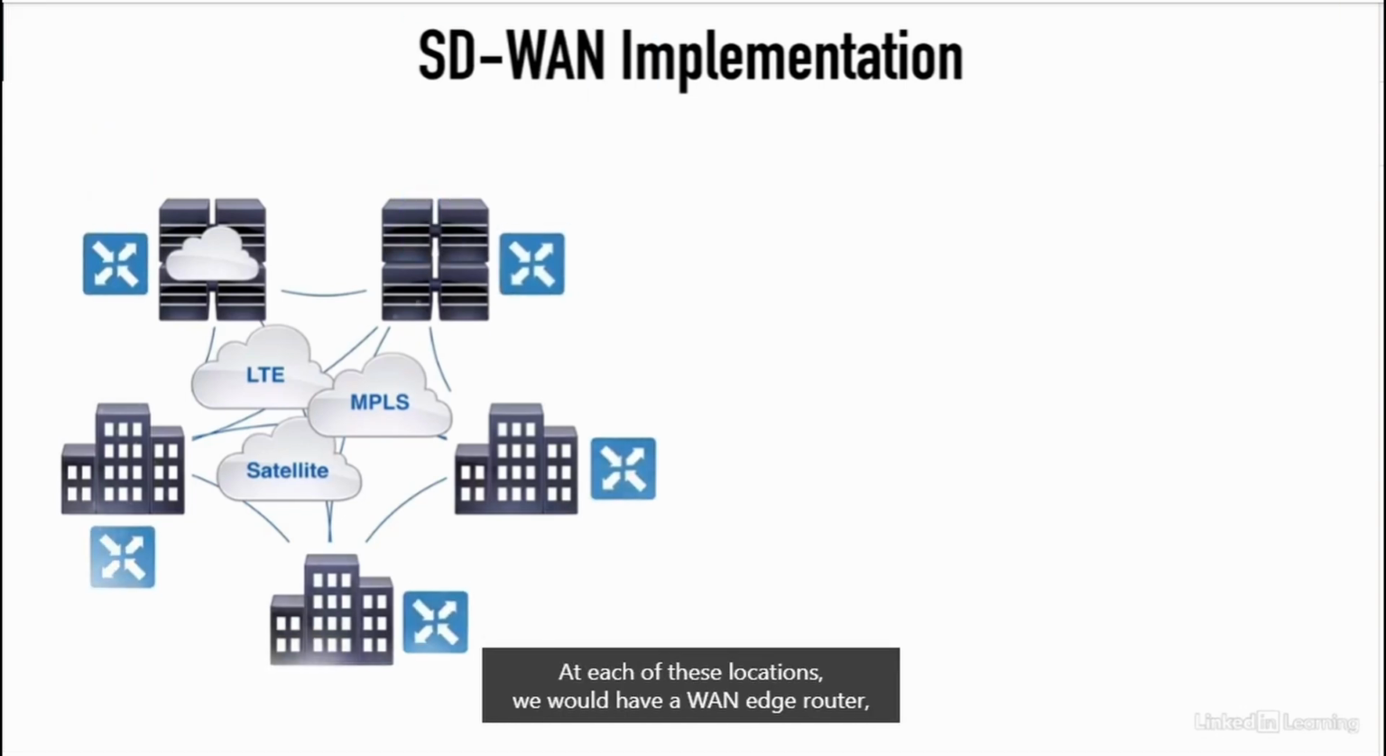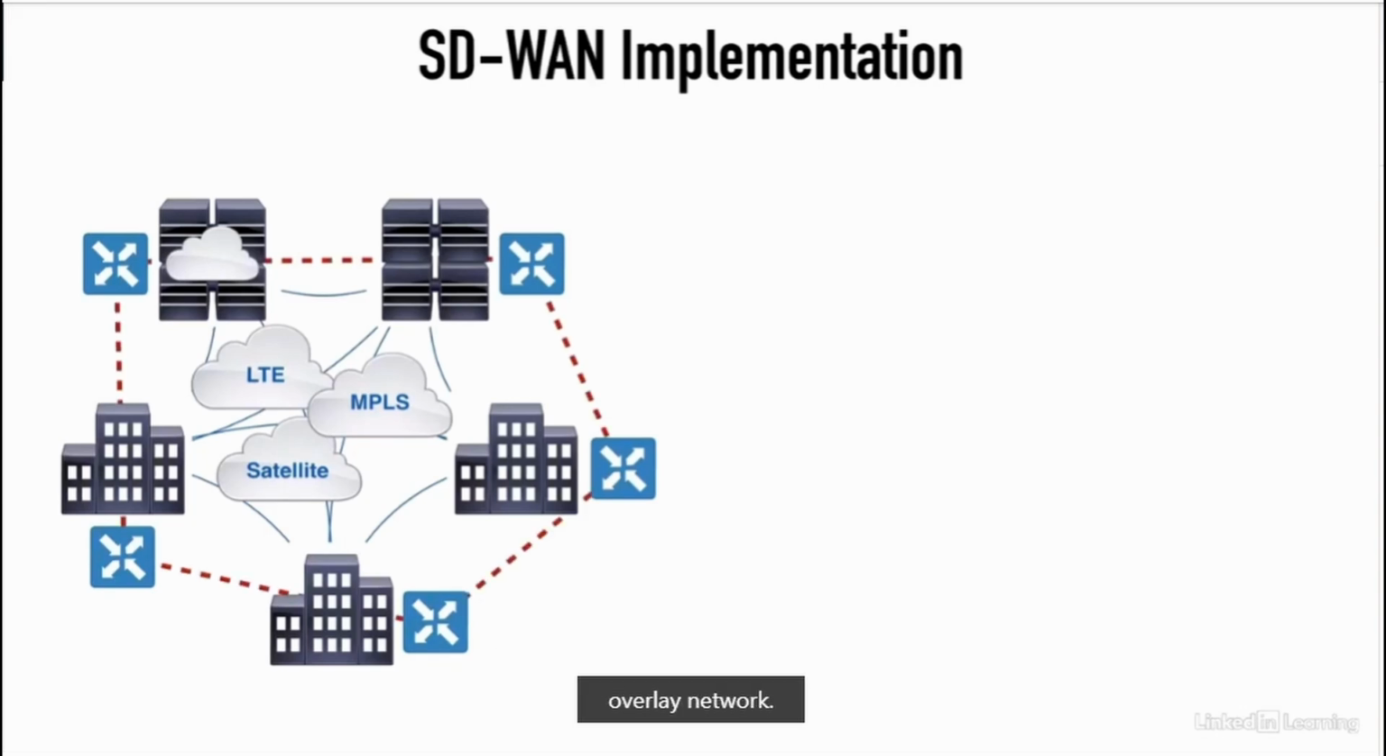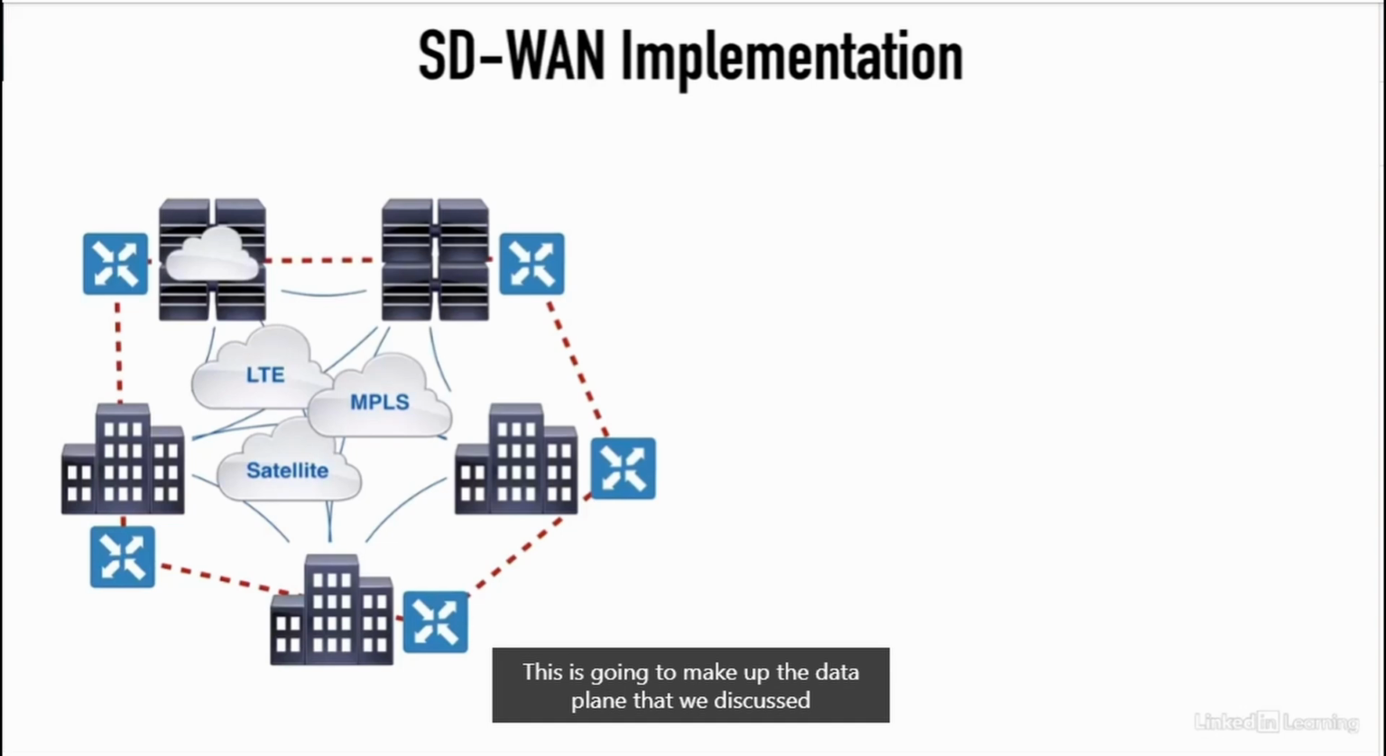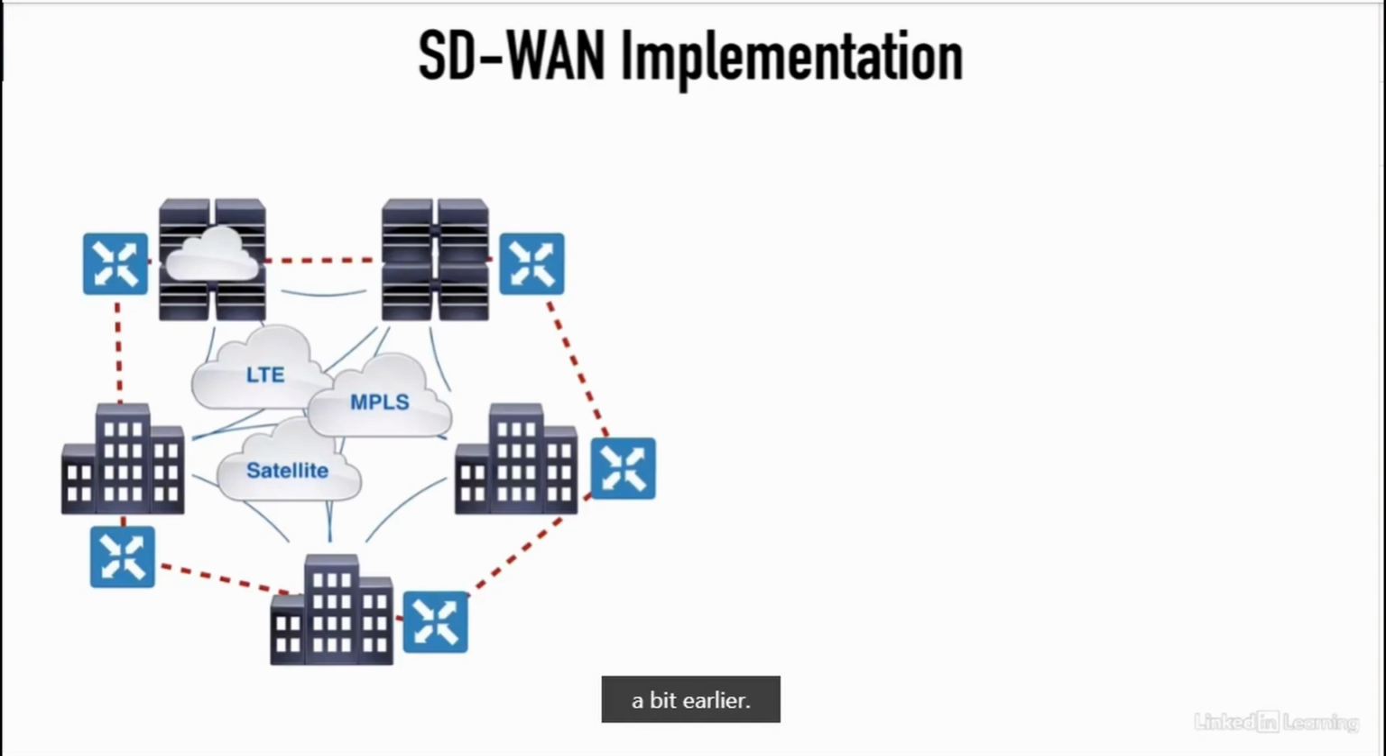At each of these locations, we would have a WAN edge router, a Cisco vEdge device, and these routers form IPsec tunnels with each other in order to create the SD-WAN overlay network. This is going to make up the data plane that we discussed a bit earlier.